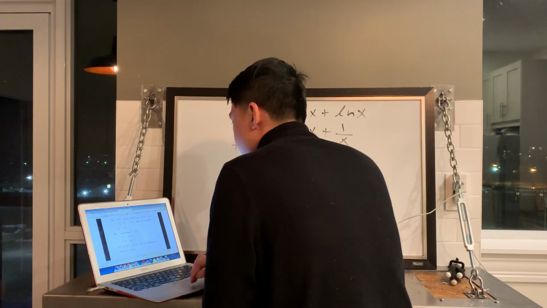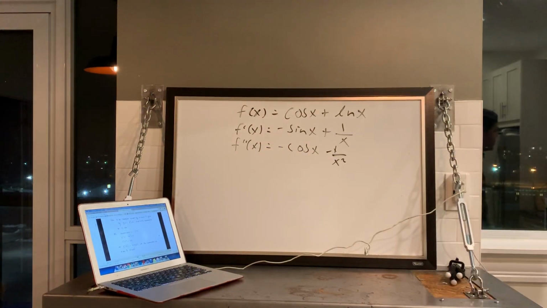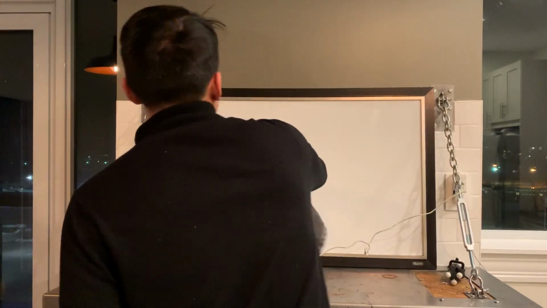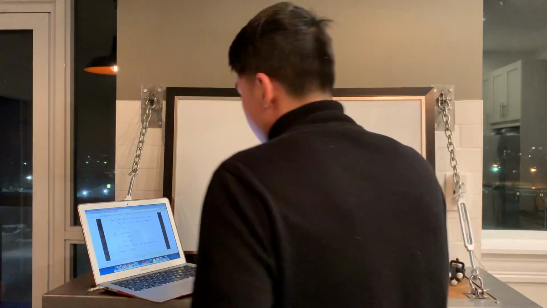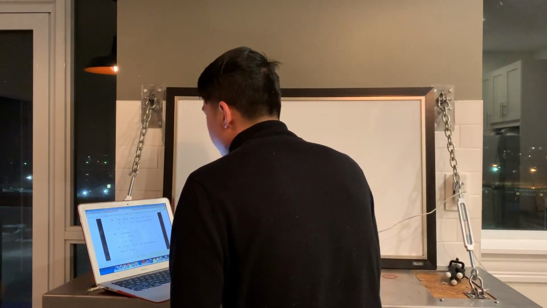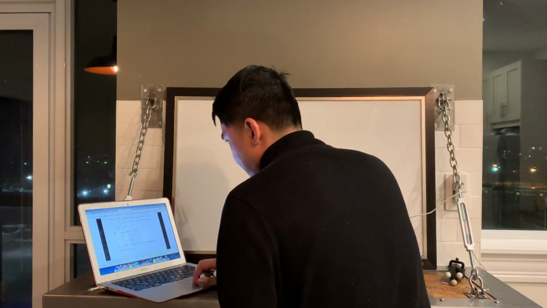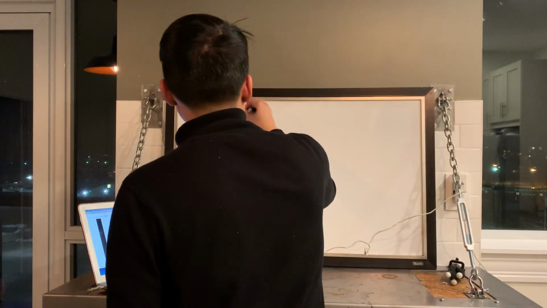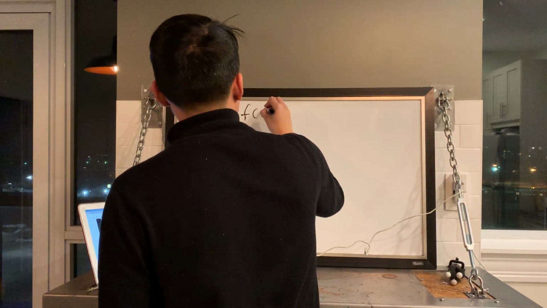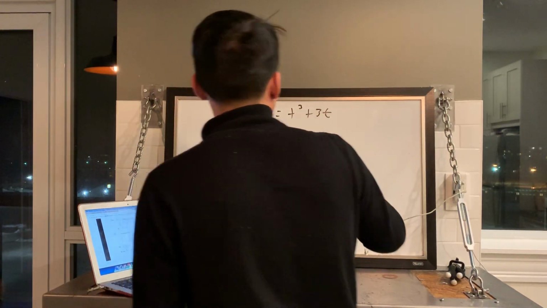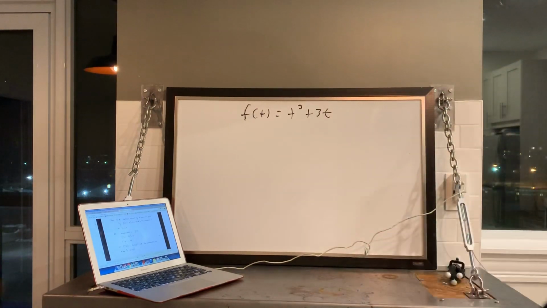So physics and calculus kind of interconnect at some point when you take higher level physics. So if you have the distance f of t equals t cubed plus 3t, right? These are t's, that's a plus sign.